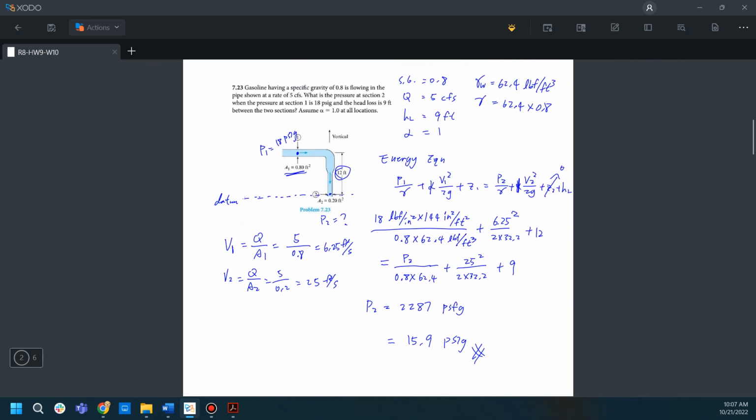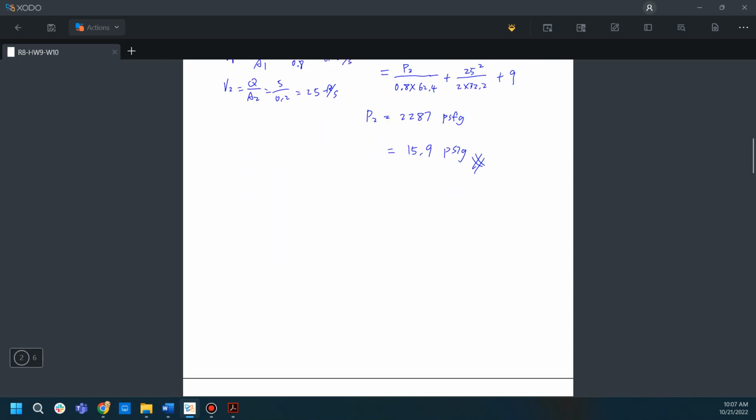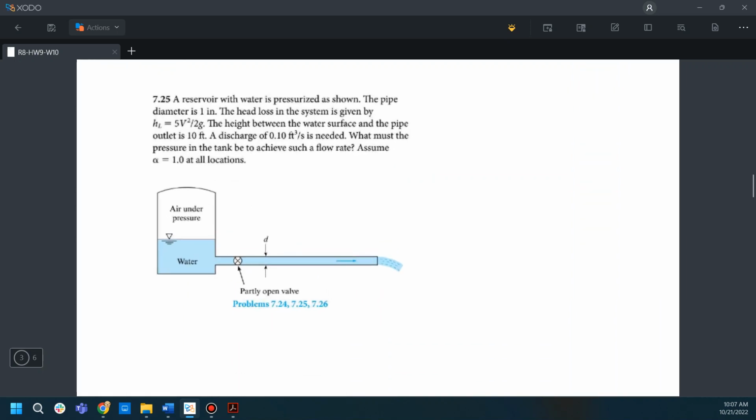Okay, so as long as you know how to define the points that you want to apply to the energy equation, and you know how to do the unit conversion, then this one should be straightforward to you as well. Okay, so let's move on to the next question.